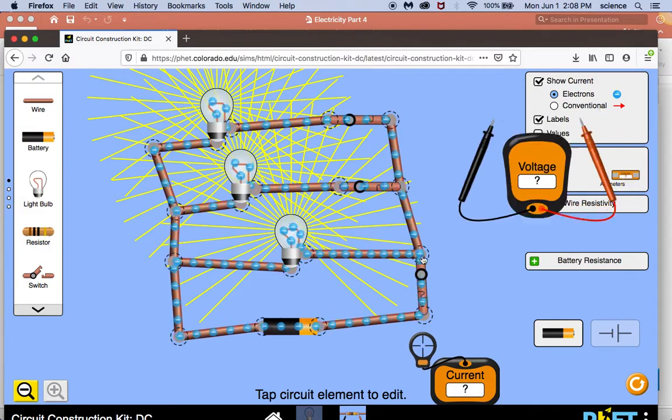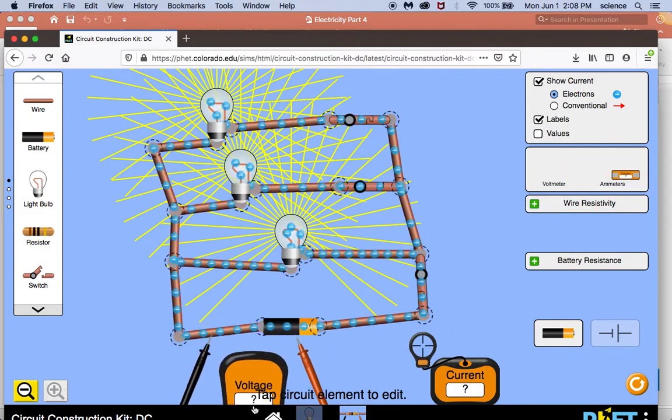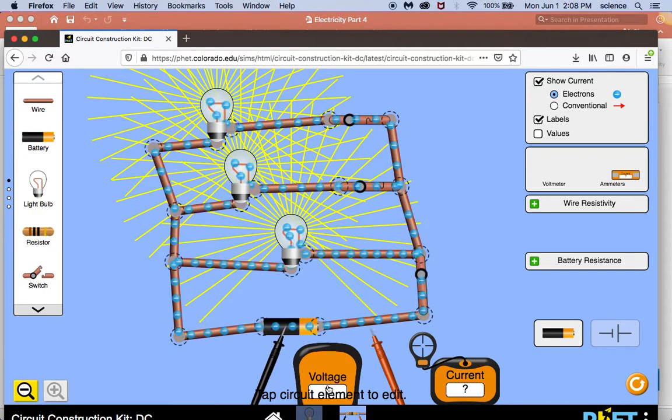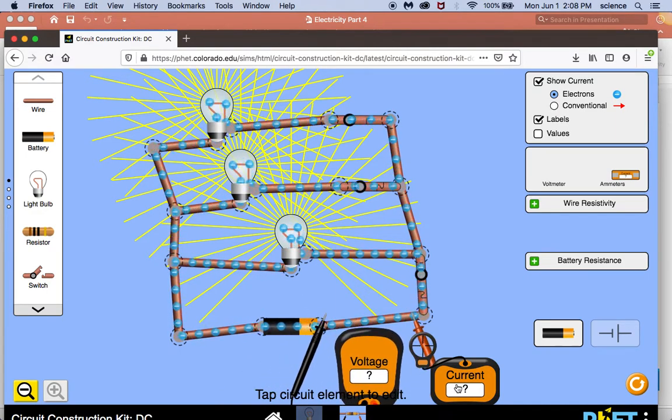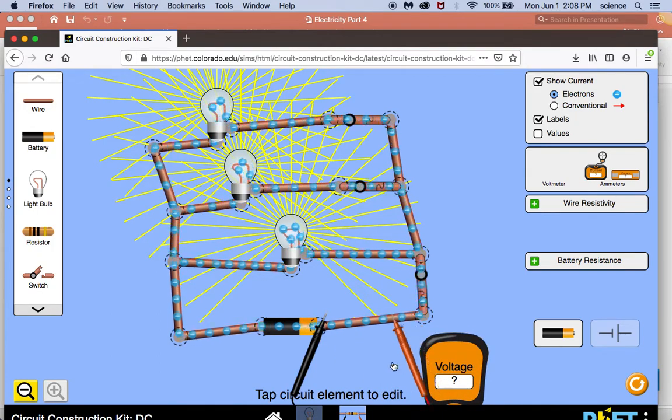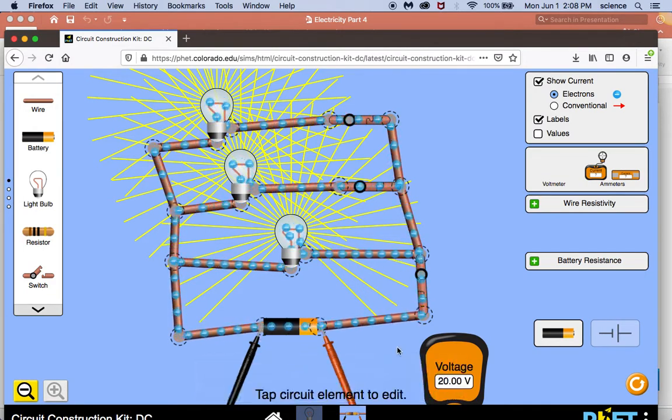All right, let's check the voltage. So here's my voltmeter. There's not a lot of space here. Let's do this. Let's put this back for now. Here's my voltmeter, and I'm going to put it across the battery. And I have this battery set for 20 volts, so it's reading 20 volts across the battery.